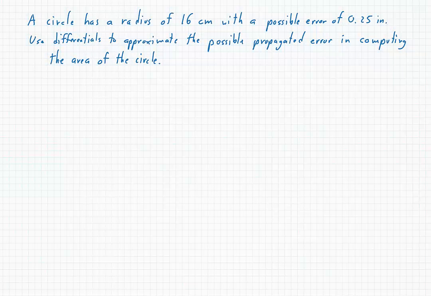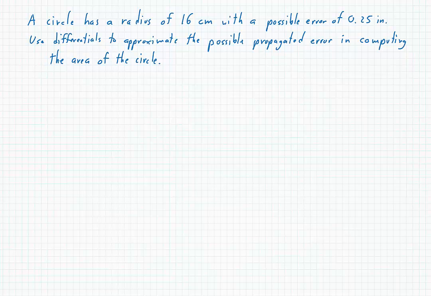A circle has a radius of 16 centimeters with a possible error of 0.25 inches. We're asked to use differentials to approximate the possible propagated error in computing the area of the circle, knowing that we have this possible error.